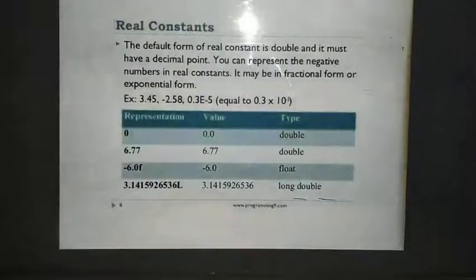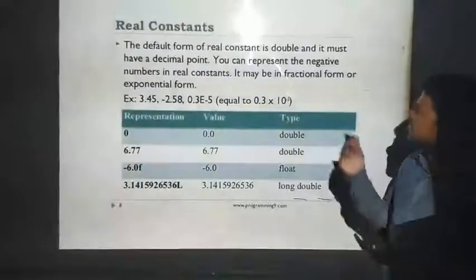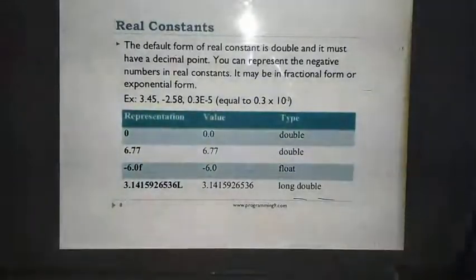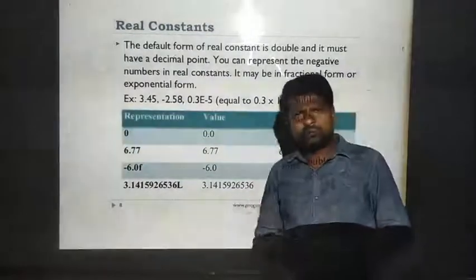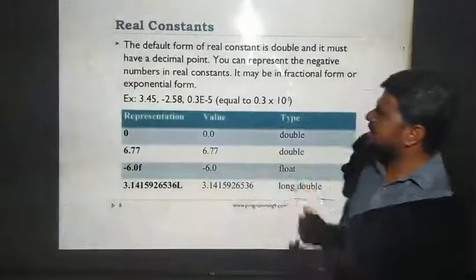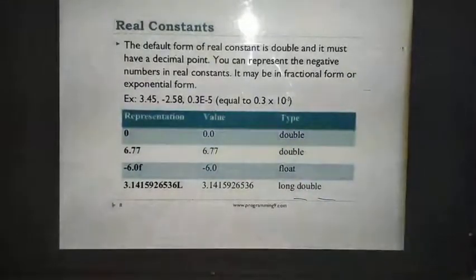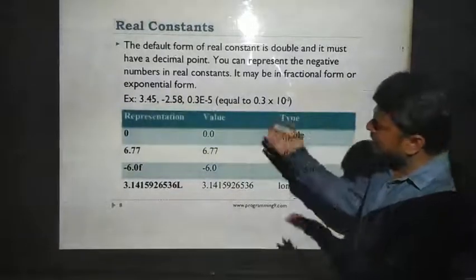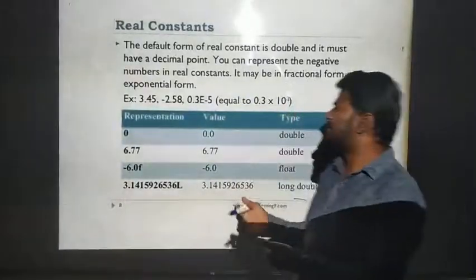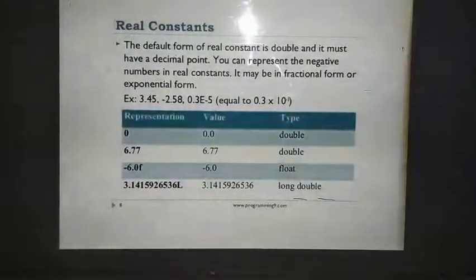If we see real constant, the default form of a real constant is double. Means we can call it a double number. Integer means only integers, there are no decimal values. The default form of real constant is a double and it must have a decimal point. In real constants we have decimals. You can represent negative numbers in real constants. It may be in fractional form or exponential form.